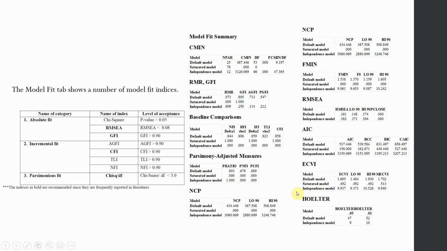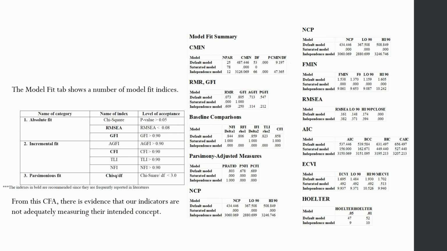As we see in this model, your RMSEA is not good here. Your CMIN is not good, your CFI, TLI, all these values are beyond the acceptable values. So what this tells us is that there is evidence that our indicators are not adequately representing or measuring the intended concept. However, there are ways to improve your model fit. And as we go along, we are going to look into this as well.